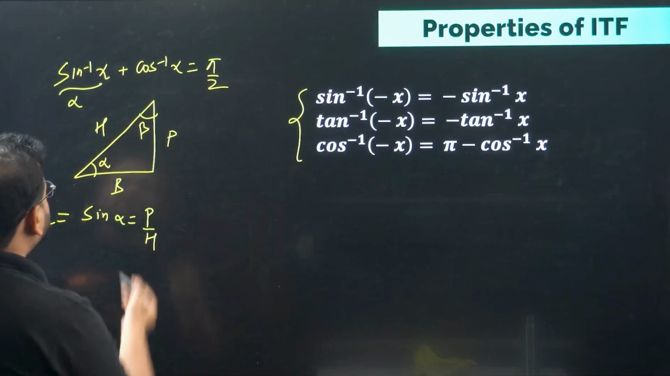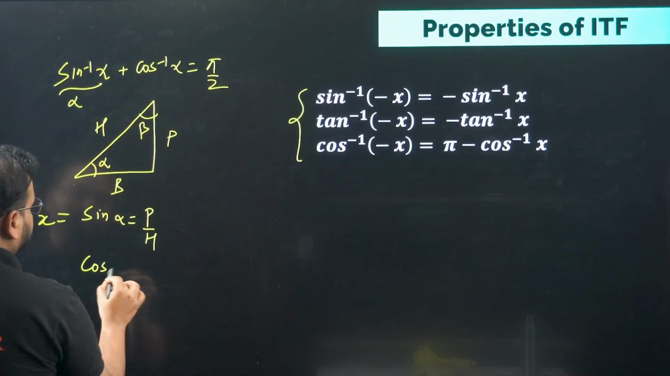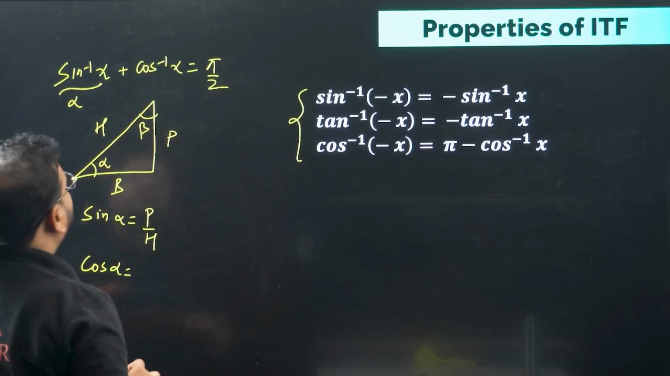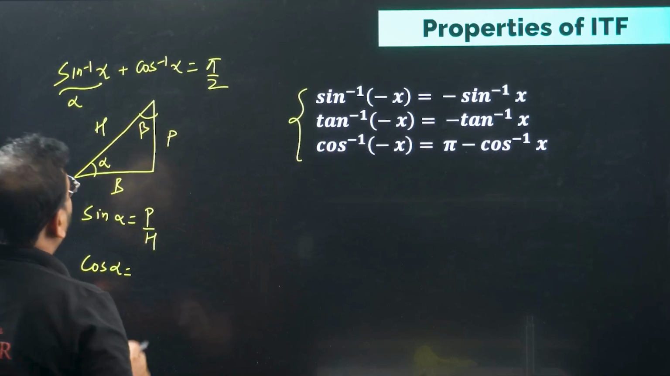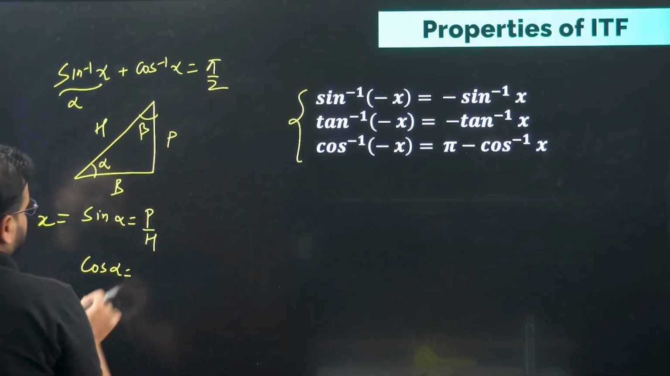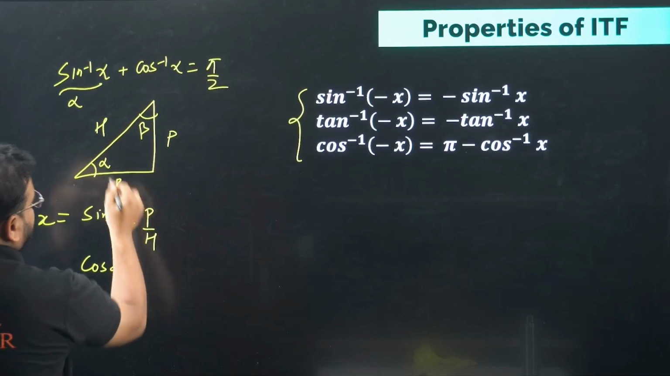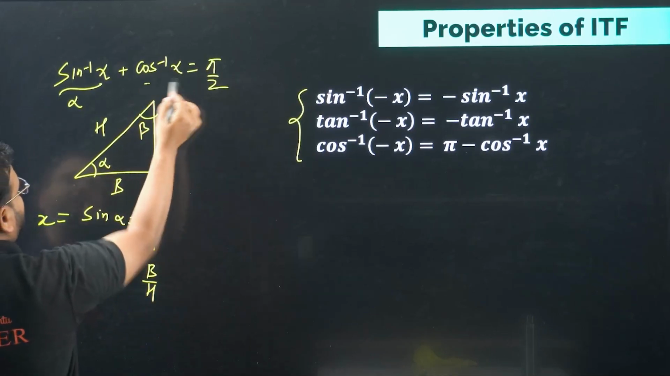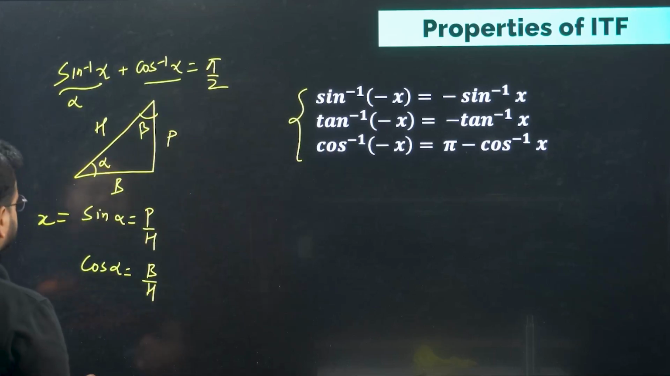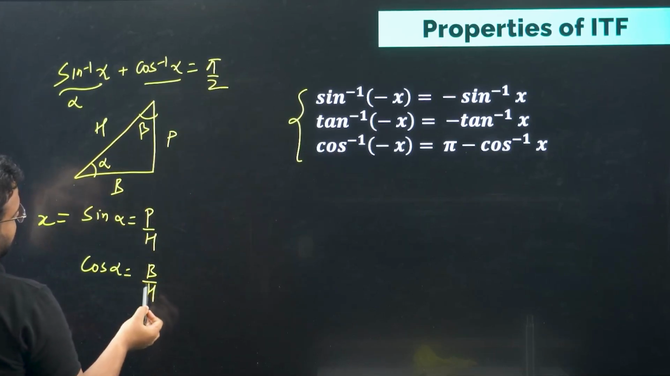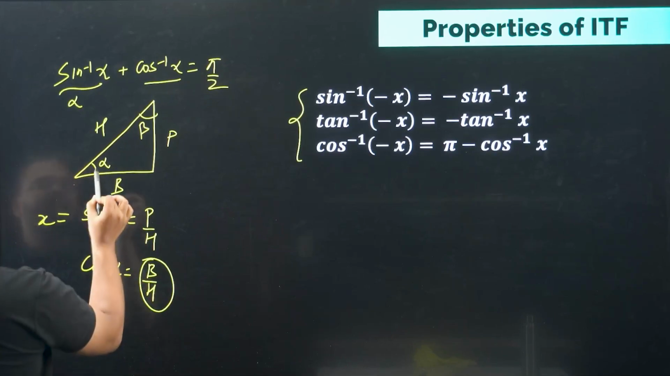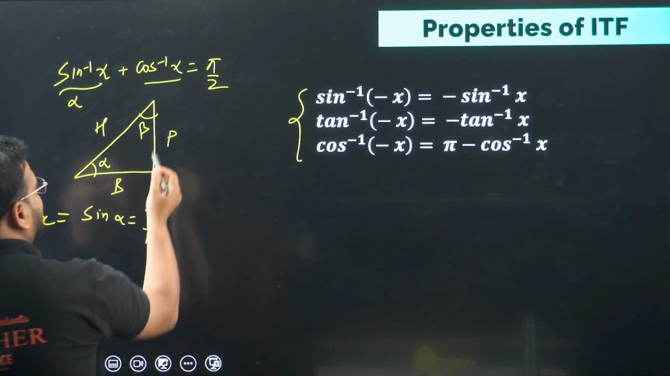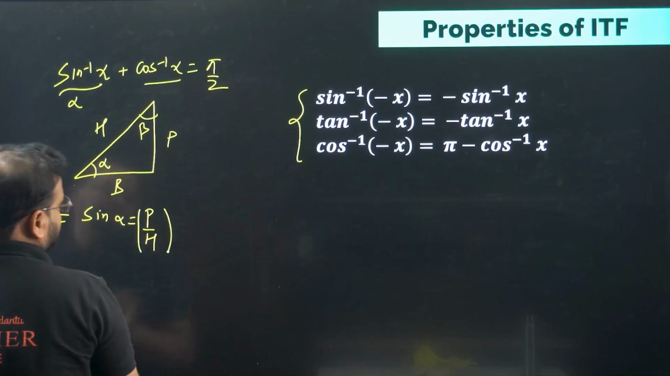Now same way I can write cos alpha also. Cos alpha will be b by h. This is not the same as p by h, I hope you get it. But if I want to write this in terms of x, I'll write cos beta, because I want to get the result in terms of p by h only. Check this out, cos beta.